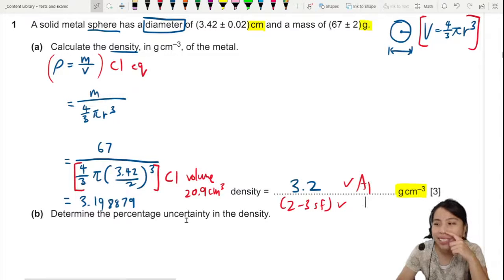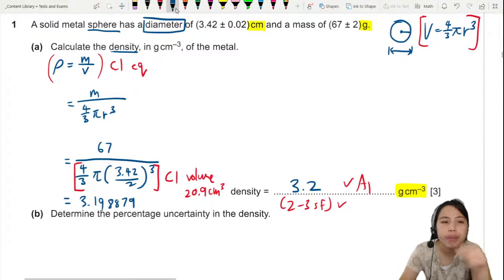Determine the percentage uncertainty in this density. Ooh, uncertainty. Let's go back to the main equation. I'm going to rewrite this equation here.